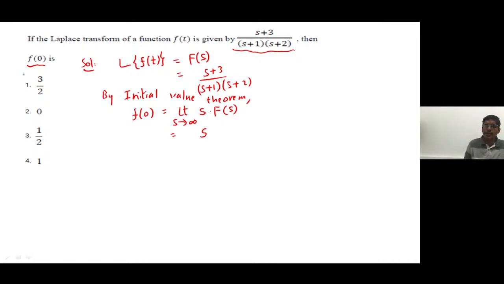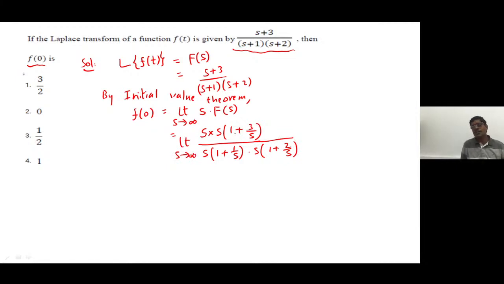So I can write here that s plus 3 can be written as, taking s common, s into (1 plus 3 by s). In the denominator, each factor you can write like that, s into (1 plus 1 by s) into s into (1 plus 2 by s). Can I write like this? This is called taking out the highest powers of s in numerator and denominator, which gives reciprocal terms of s.